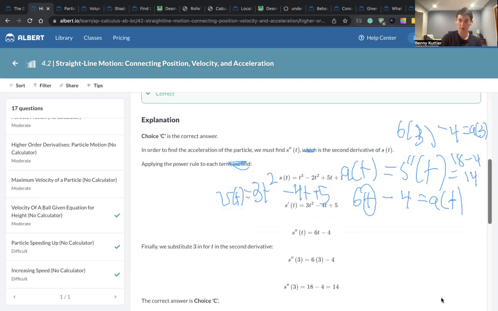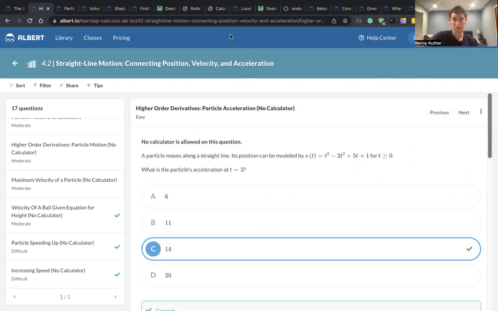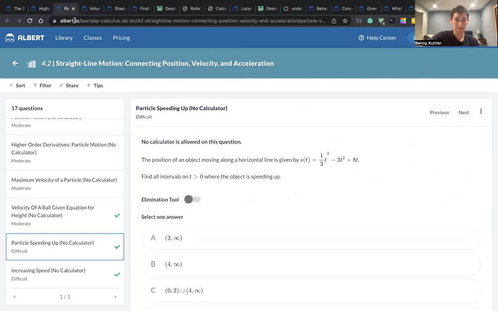And that's pretty much straight line motion. It'll ask you what's the velocity or acceleration of a particle at a point based on a function. And sometimes you'll need to find out at what time the particle changes direction, but that's in the next part. So another question is the position of an object moving along a horizontal line, and you want to find the intervals where it is speeding up. The way to do this, we're going to have to use something called critical points.